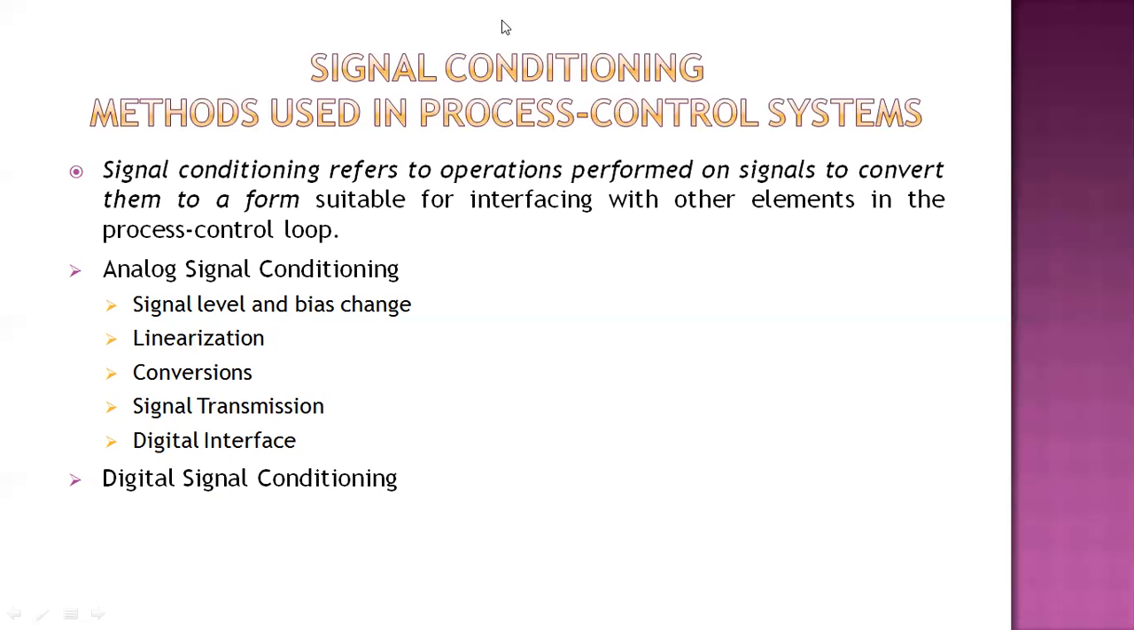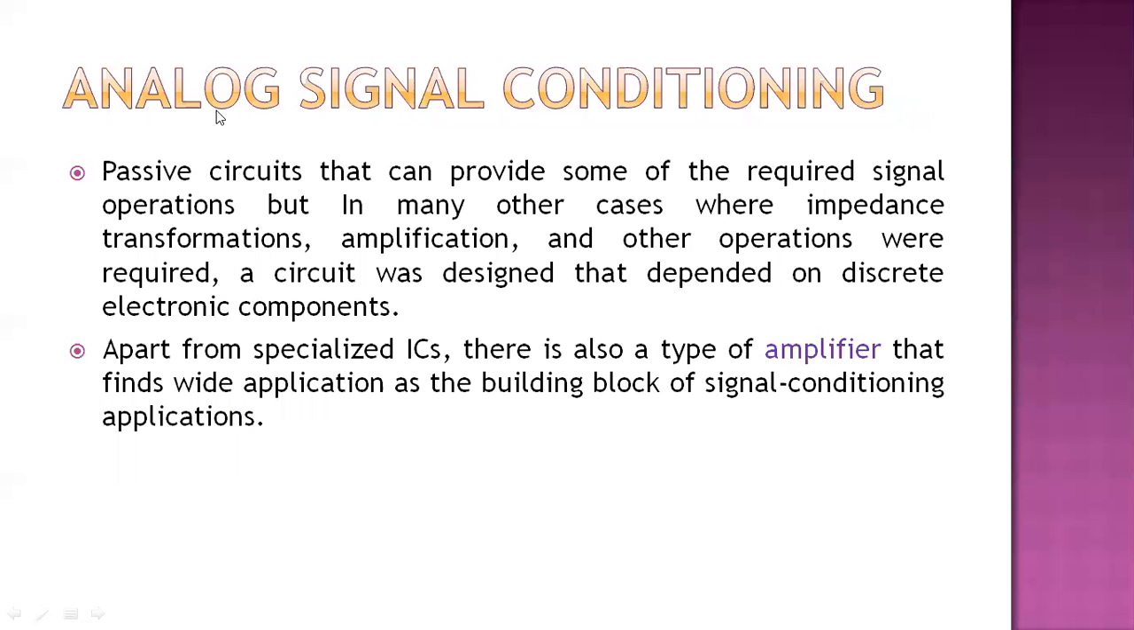And the second type which we are going to see is digital signal conditioning. So first, we'll start with the analog signal conditioning in process control systems. Here you can consider passive circuits that can provide some of the required signal operations, but in many other cases where impedance transformations, amplification, and other operations are required, a circuit was designed that depended on discrete electronic components also.